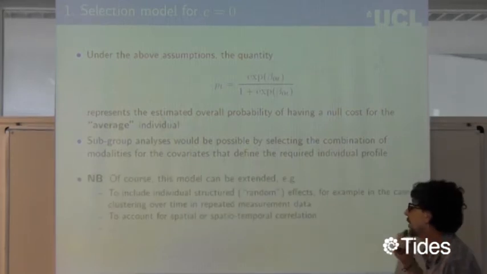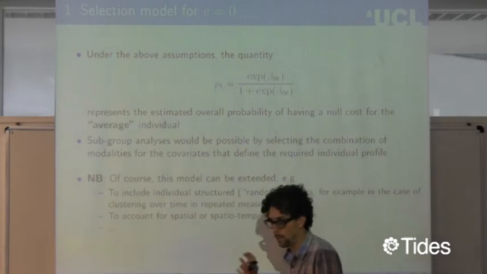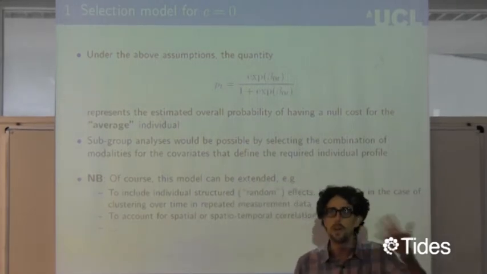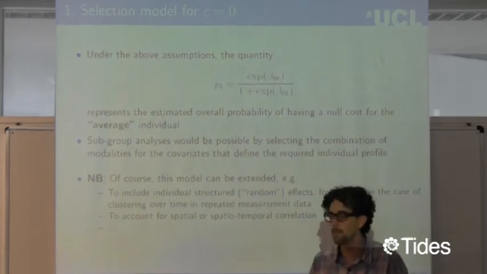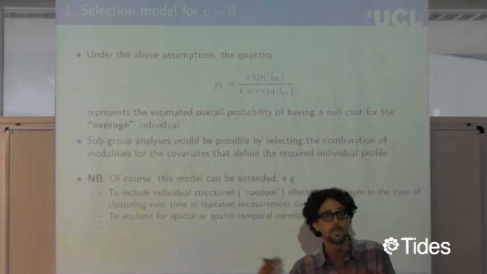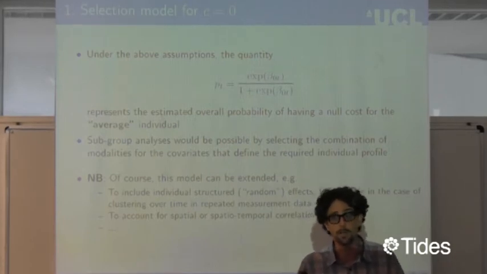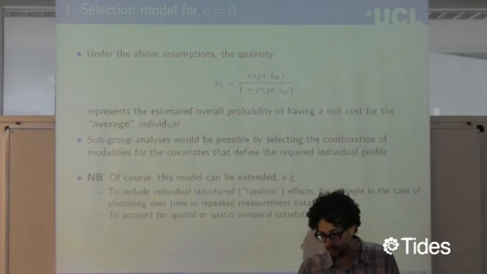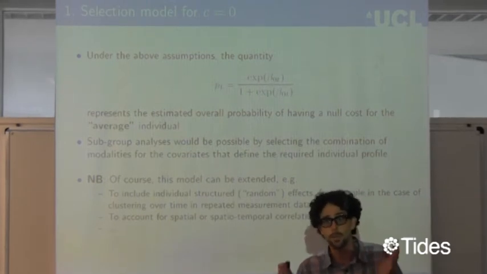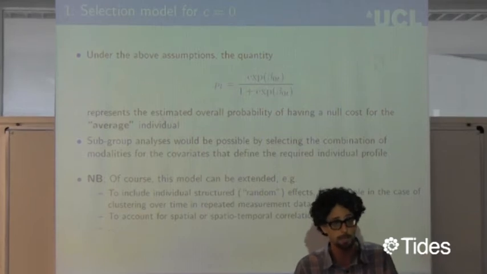Of course, this model can be extended and made more appropriate to a specific problem. For example, you can include random effects or structure individual random effects if needs be. You can account for correlation over time or space if you have a multi-site trial, for example, and so on. So this is just a template model, but it can be extended whichever way is necessary.